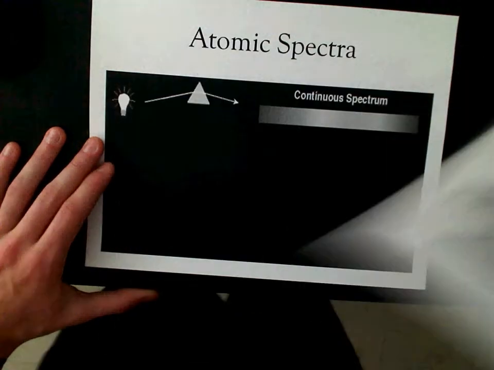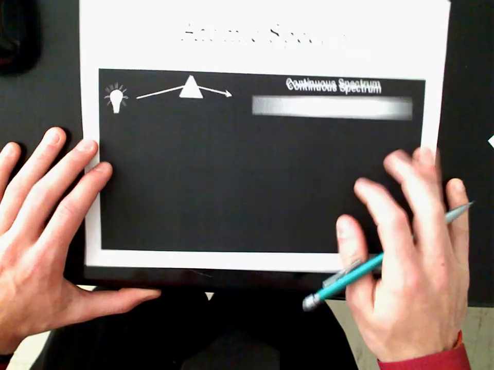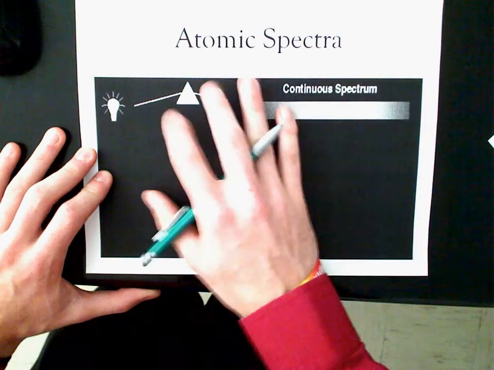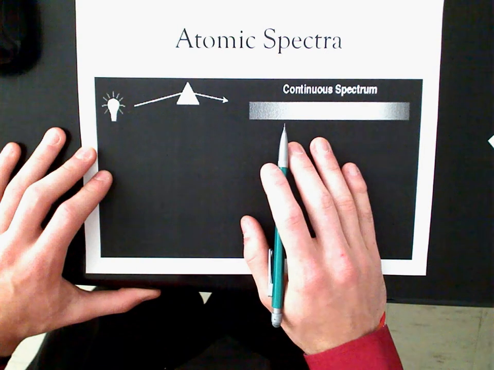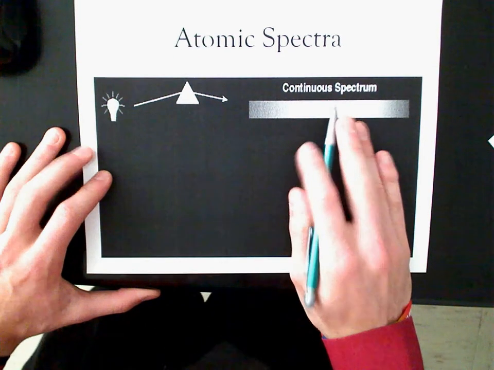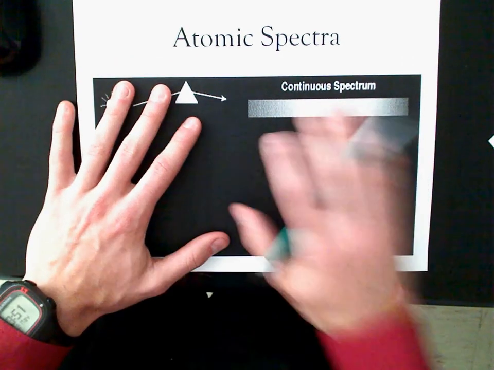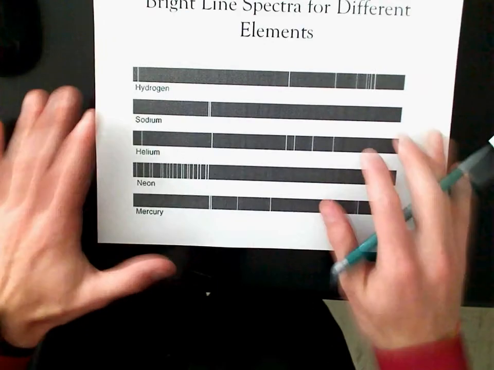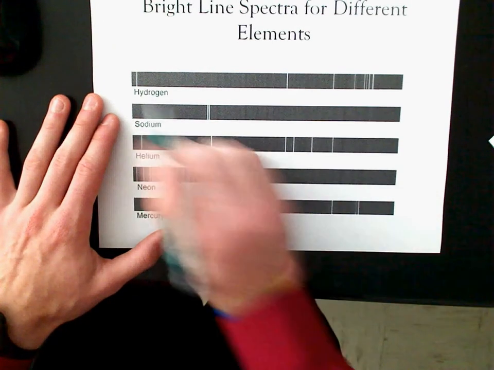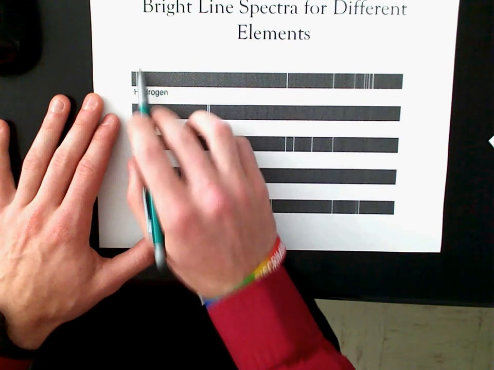Well, what if we took that continuous spectrum and we were able to break it down? Now we have 6 different transitions. What if we could break those down into 6 distinct energy levels? Well, we can. It's called a bright line spectrum. And this is it for hydrogen. And here we have sodium, helium, neon, and mercury.